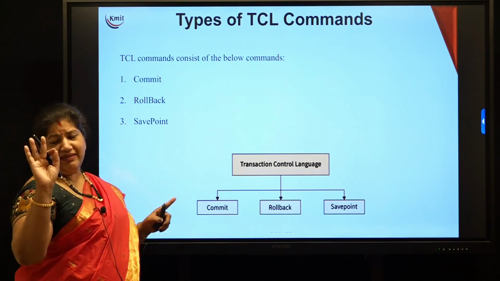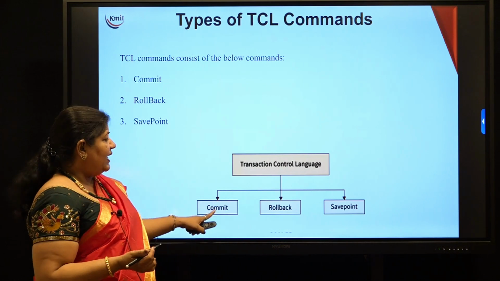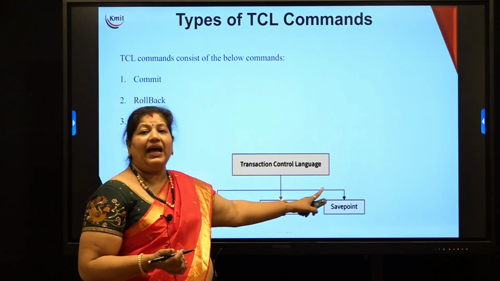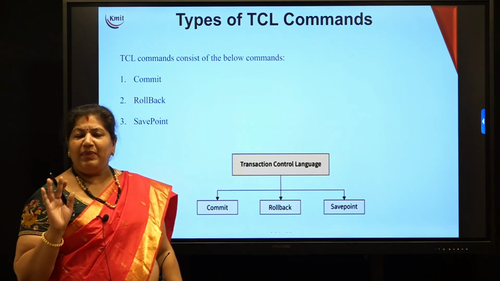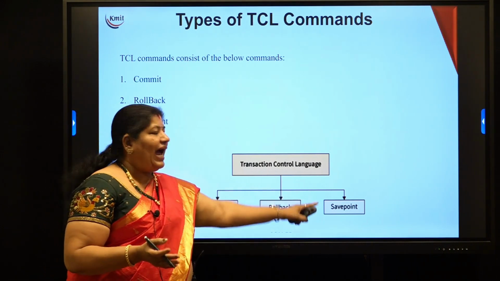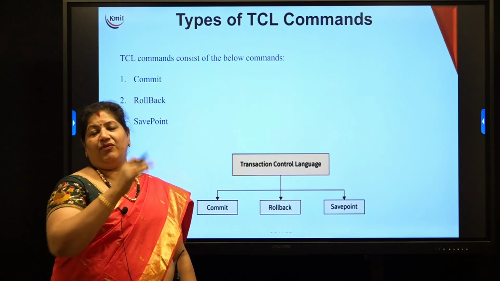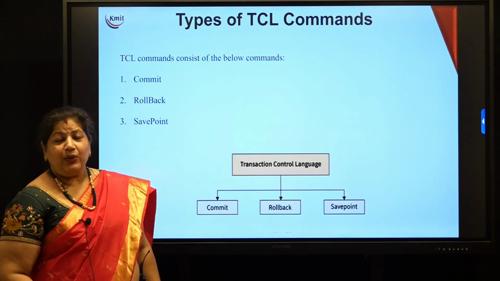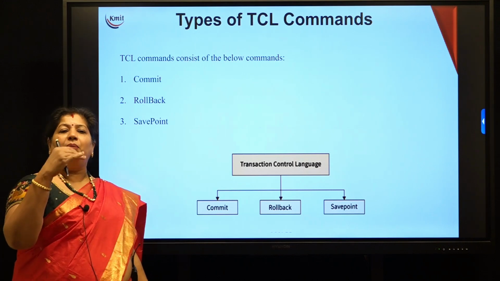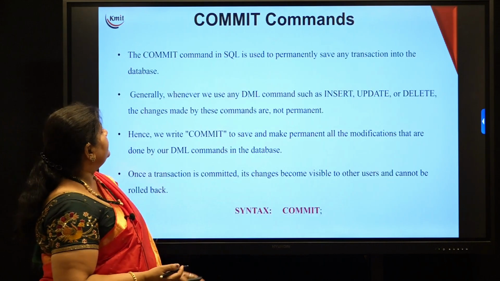Transaction control language includes three commands basically: commit, rollback and save point. Commit makes the changes permanent, rollback reverts the changes, and save points are like checkpoints to where I can revert back. So that I don't want to cancel everything, but up to a certain stage I want to get back. So it is like a snapshot.